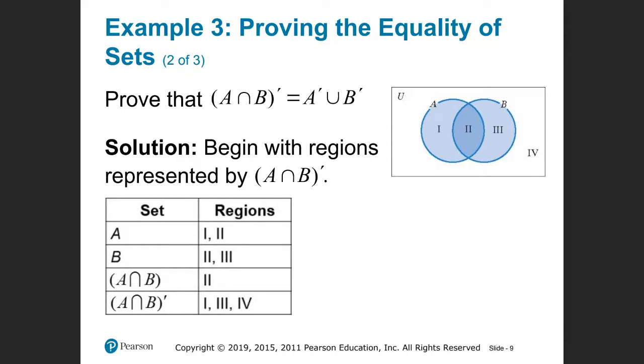So we want to prove that the complement of A intersect B is equal to the complement of A union complement of B. So we're first going to start with the regions represented by the complement of A intersect B. A has the regions 1 and 2, B has the regions 2 and 3. The intersection of A and B would be the dark region 2. So the complement would be those that are not in region 2, which would be 1, 3, and don't forget region 4 out of the universal set.